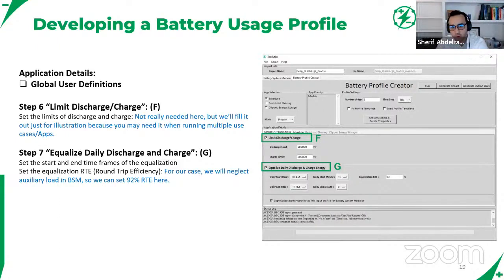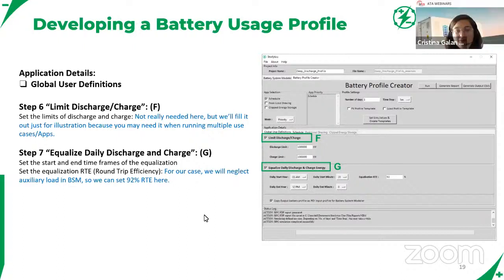But yes, you're right. We are neglecting auxiliary load just because we want to focus on the batteries. Good question. Okay. Great. Well, thank you.